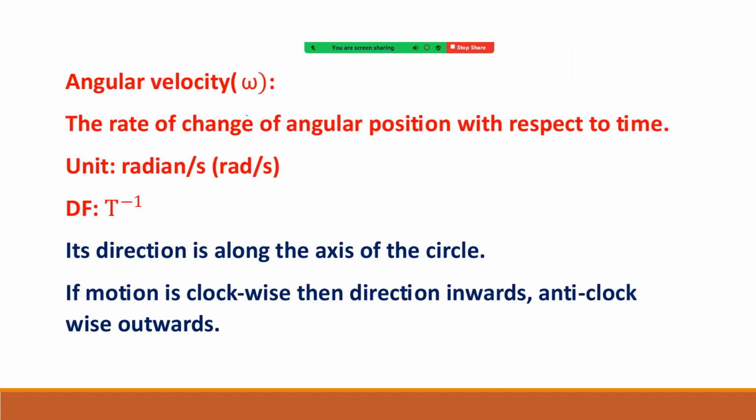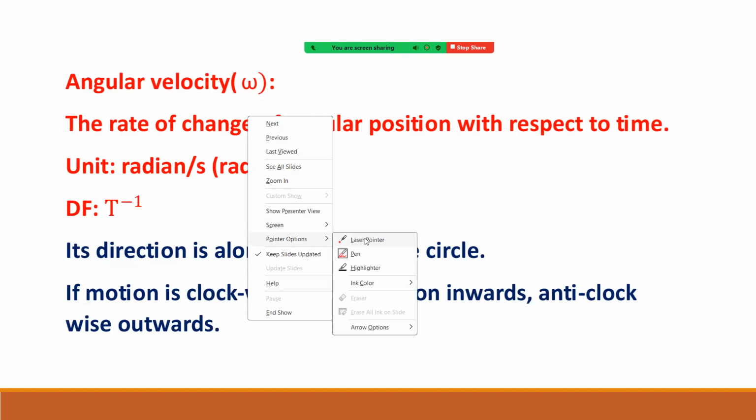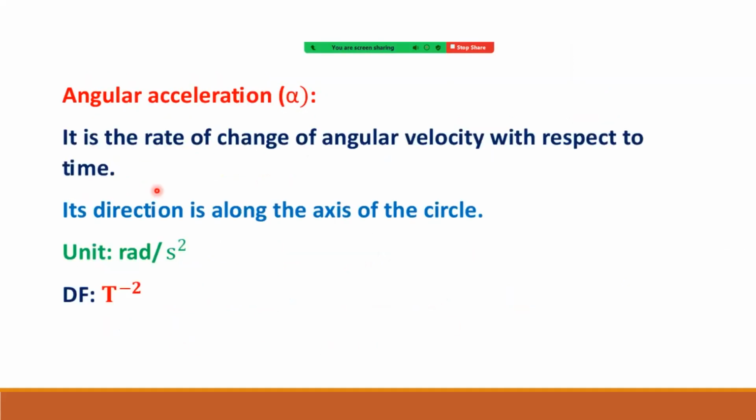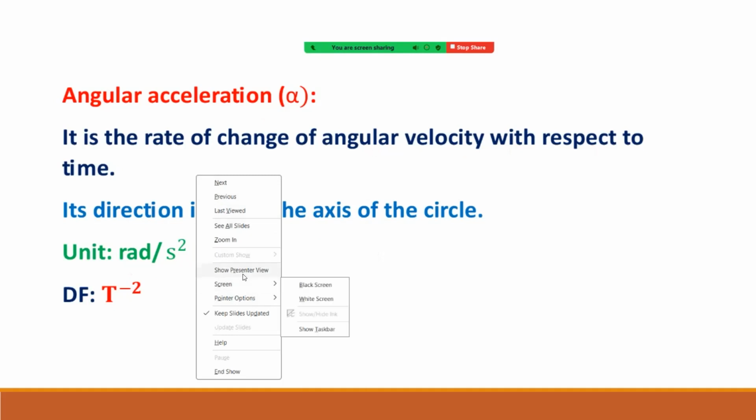Definition of omega: rate of change of angular position with respect to time, units, dimension formula, direction along the axis. If the motion is clockwise, then direction is inwards; anti-clockwise, outwards. And definition of alpha: rate of change of angular velocity with respect to time, direction along the axis, units radian per second square, dimension formula T power minus 2.